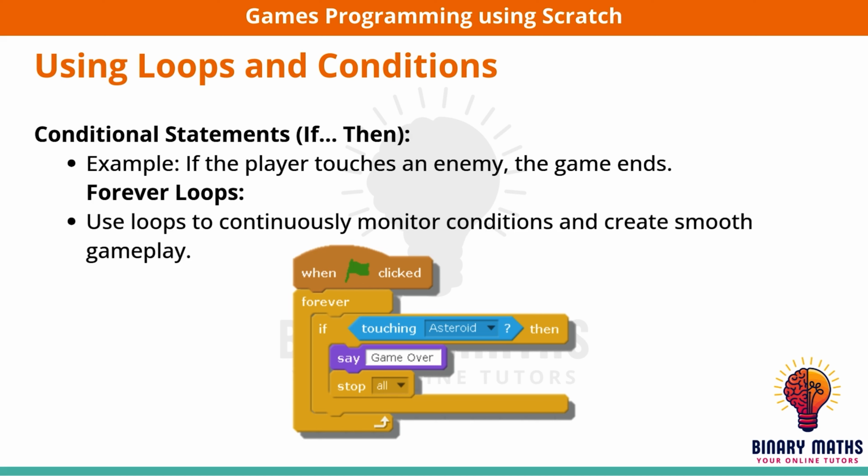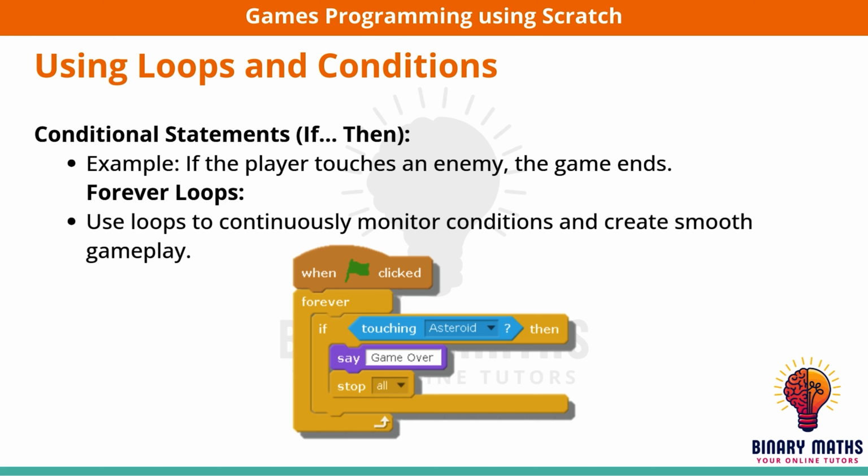Let's talk about two super important tools in programming: loops and conditions. A loop is something that happens over and over again. For example, in a game, you might want to check constantly if the player is touching an enemy. That's where a forever loop comes in handy. It keeps checking the condition forever.